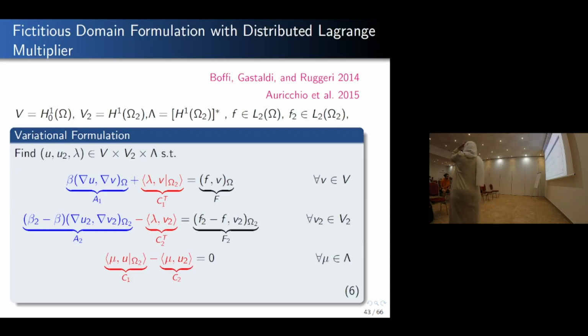Then our fictitious formulation with distributed Lagrange multiplier is this problem in here, where V is H10 of omega, V2 is H1 of omega 2, and we choose lambda to be the dual space. Fabio said there are two cases. Here we're choosing the case where lambda is the dual space of V2. So in blue here is the Poisson part, and in red here is the Lagrange part we enforce to ensure that the solution U, when restricted to omega 2, is equal to the solution U2 in the common region omega 2.